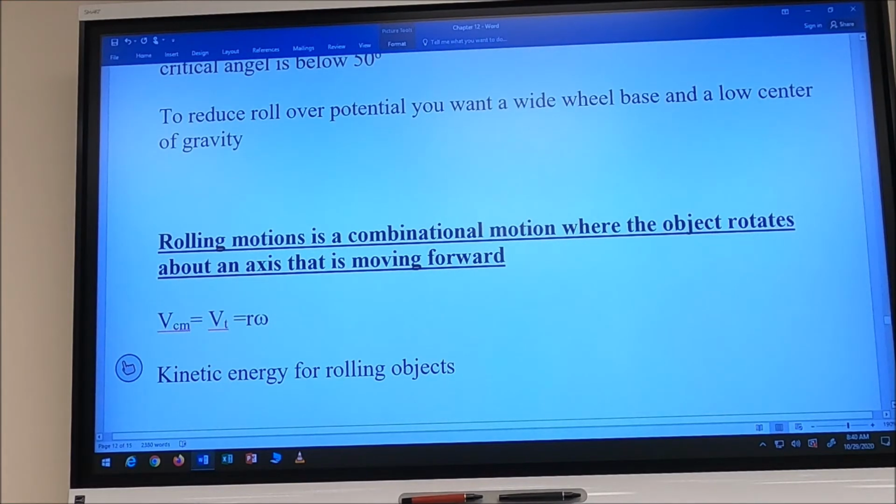So, if you want a car or an SUV or anything to be as stable as possible, you want a critical angle below 50 degrees. And that means if you want it higher, you would need to widen your tire base. Just kind of a piece of information.